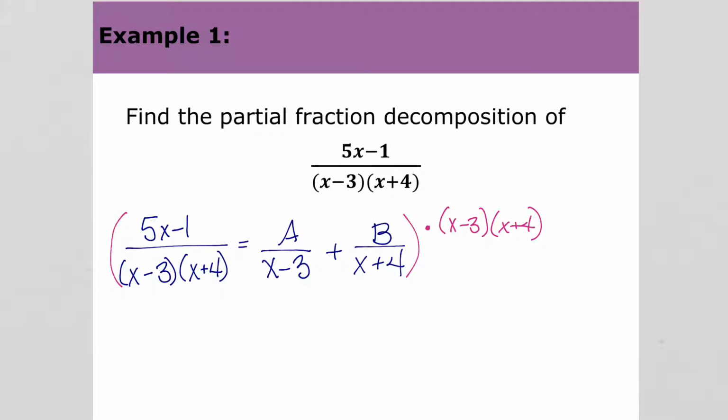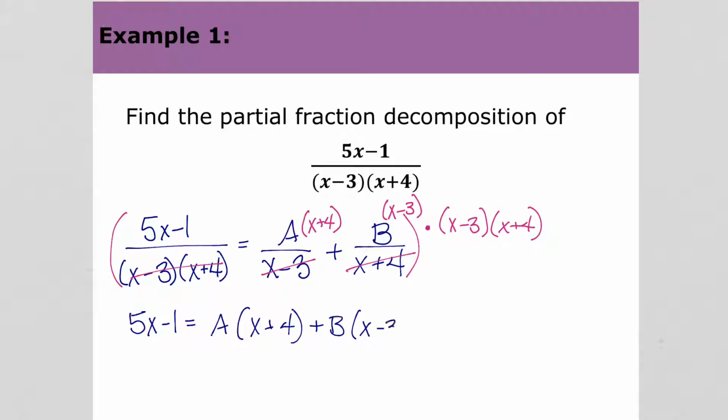When we do that, we'll end up with this. It gets rid of the x minus 3 times x plus 4 on the bottom there. Gets rid of this x minus 3 and puts an x plus 4 up here. Gets rid of the x plus 4 and gets an x minus 3 there. So we end up with this: 5x minus 1 equals A times x plus 4 plus B times x minus 3.